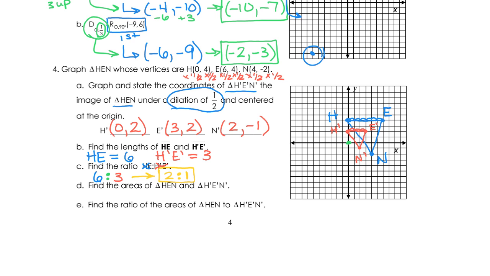Part D says find the areas of the triangles. I don't know if you guys remember your triangle area formula. Good news, it's on our reference sheet. So the area of a triangle is 1/2 base times height. And remember that a height has to be perpendicular to your base in order to be considered a height. Okay, so let's go ahead and use our formula for our big triangle.